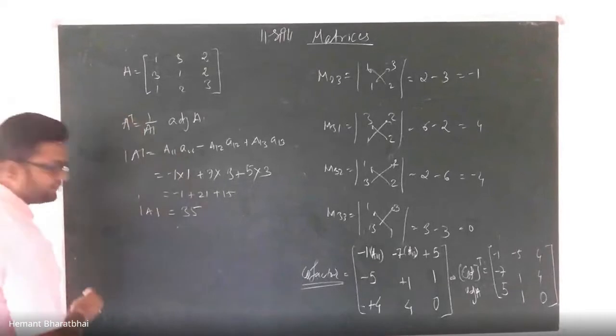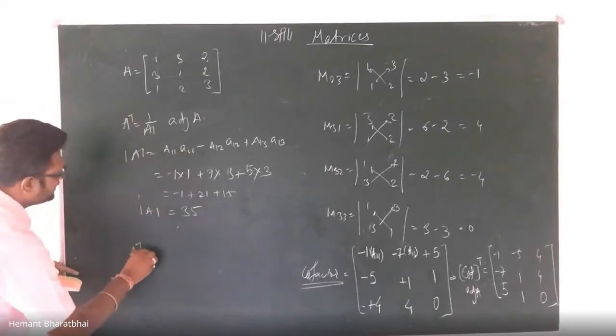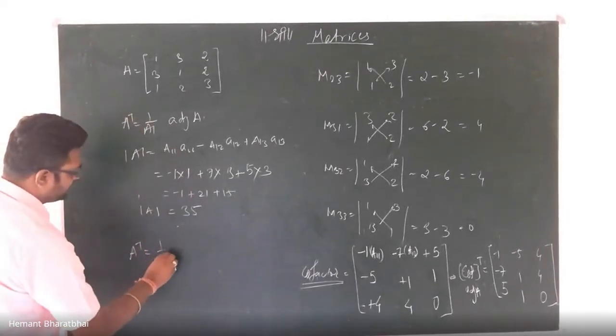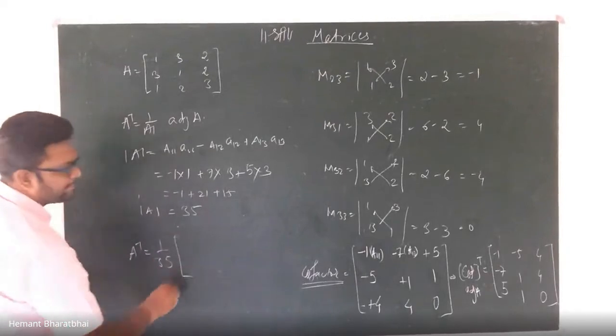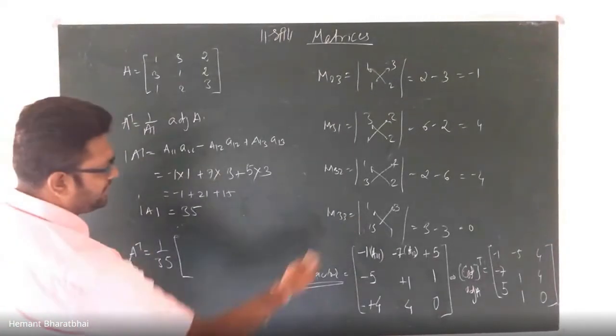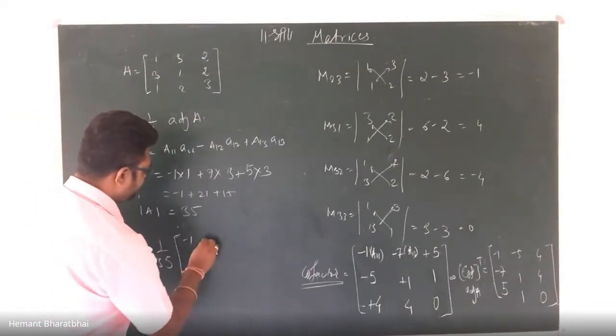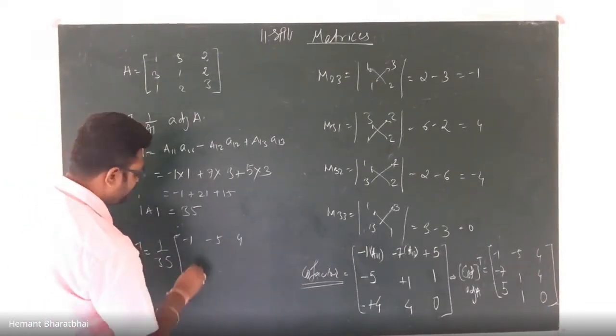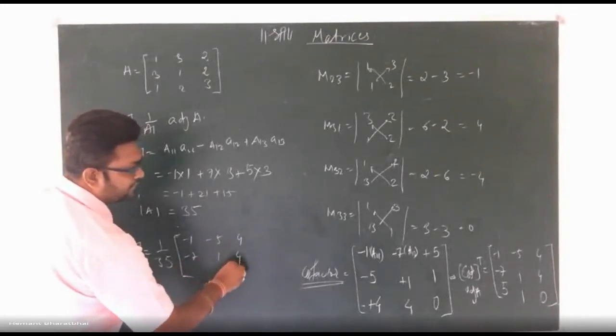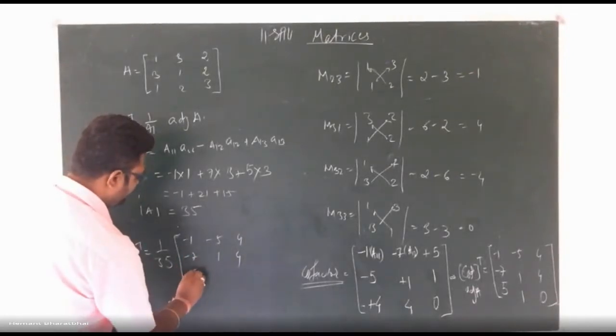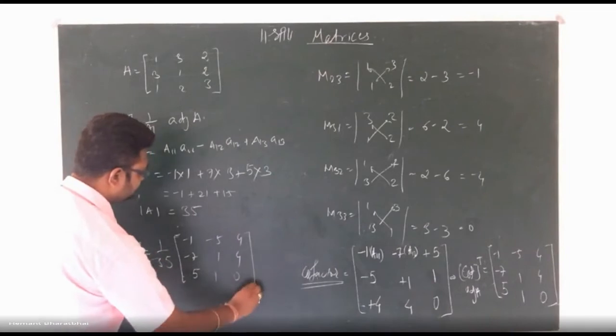So let's substitute in this. So I'll get, therefore inverse of A is 1 upon 35 into this adjoint of A. We have got it as -1, -5, 4, -7, 1, 4, and 5, 1, 0.